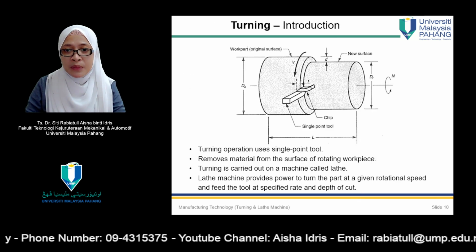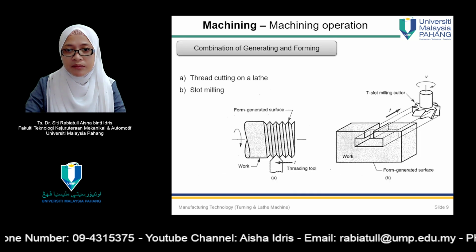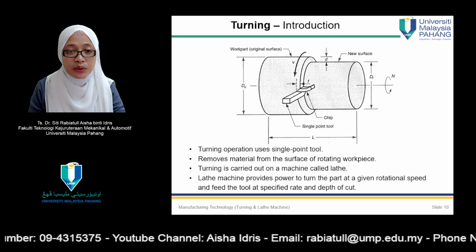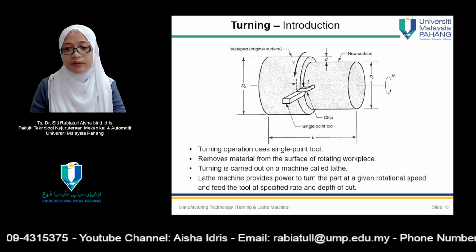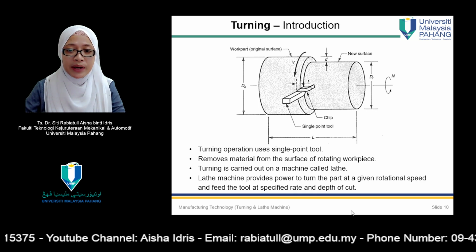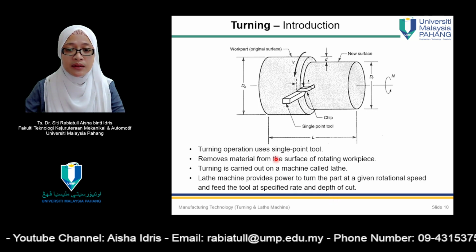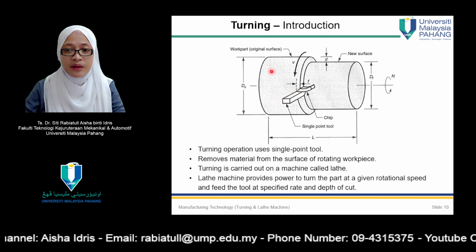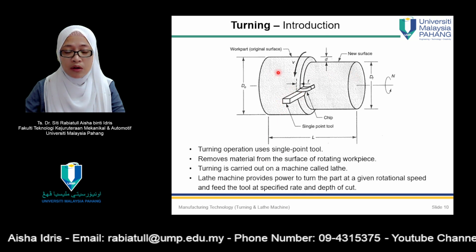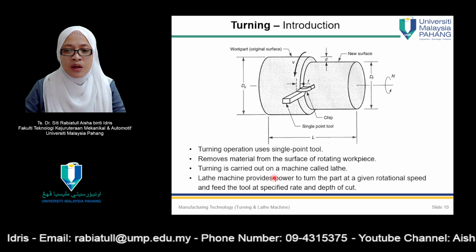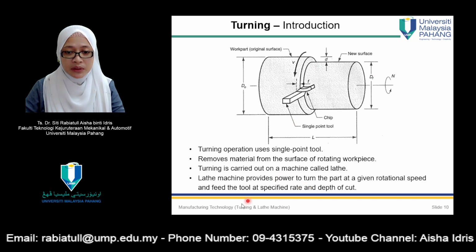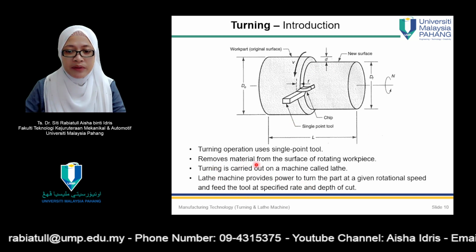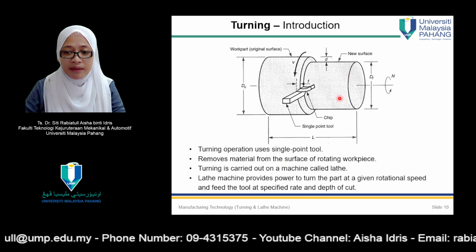So now let's look at this machine. Okay, so now let's look at the turning operation itself. Turning operation uses a single point tool. This is the single point tool, and this is the overall workpiece, which is cylindrical in shape. It removes material from the workpiece by rotating the workpiece.